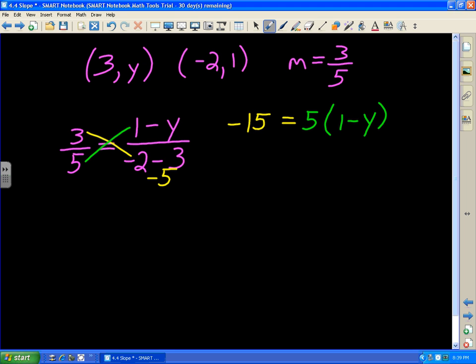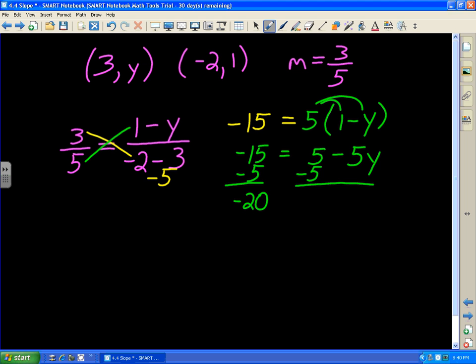So let's go ahead and do the distributive property. 5 times 1 is 5. 5 times -y is -5y. And we have -15 on the left side here still. Let's solve and get y by itself. So the opposite of a +5 is a -5. So that means we subtract 5 from both sides. -15 minus 5 is -20.